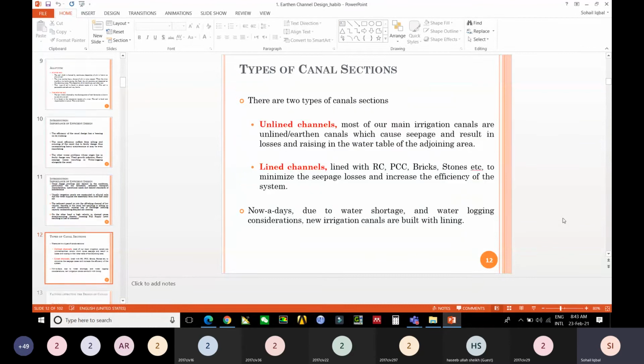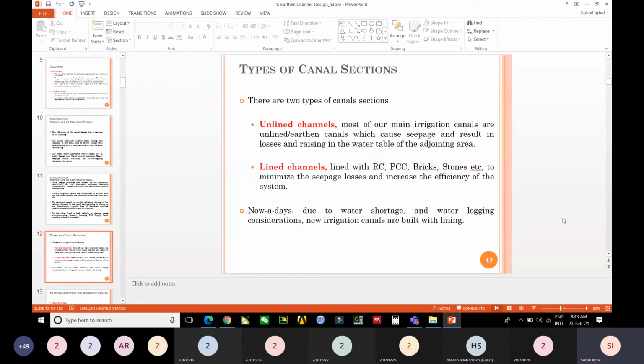So here are some techniques and some important points. Now we will study the canal. There are two types of canal, either online or lined. We have studied in detail about online structure. If it is an online channel, then what problems will we have to face? And if it is a lined channel, then definitely we will observe minimum problems.